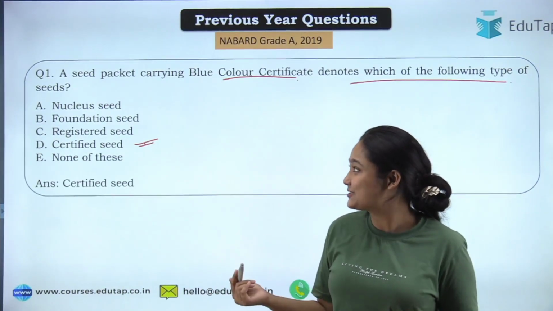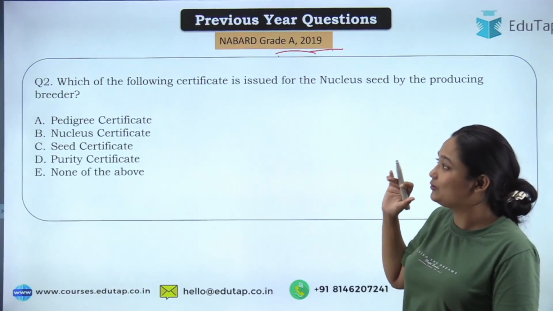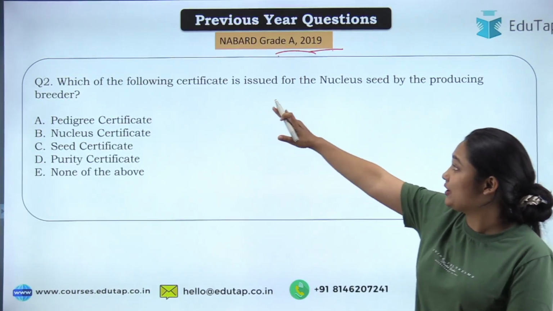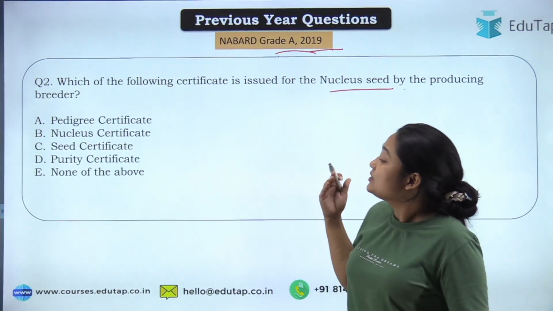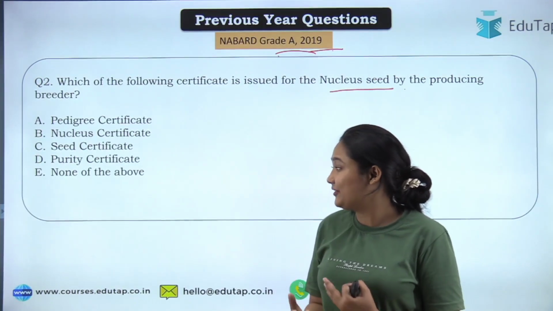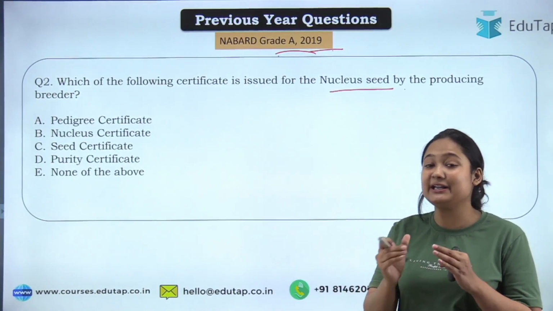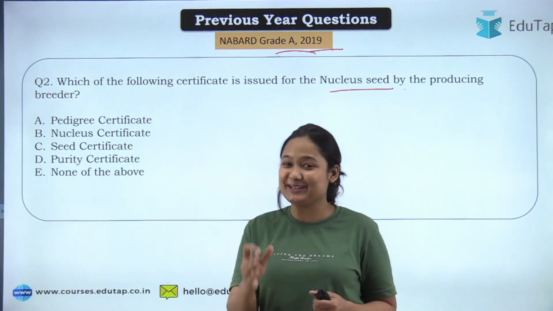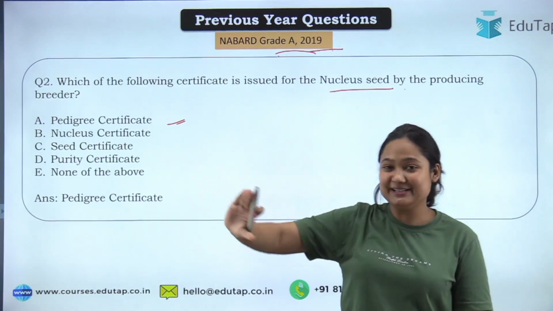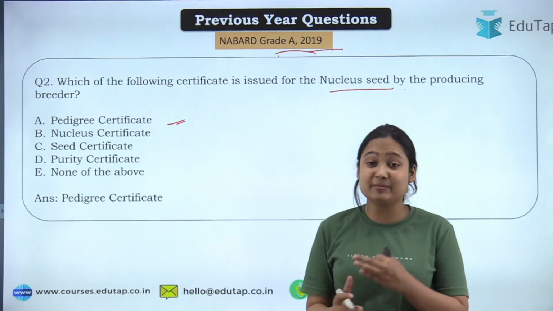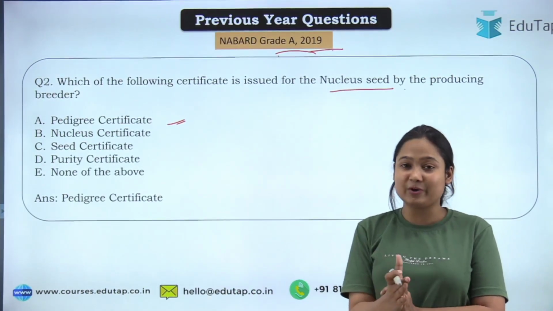Okay. Now moving to the next question that appeared in 2019 in the NABARD Grade A examination from this topic. The question was, which of the following certificates is issued for nucleus seed by producing breeders? Your options are pedigree certificate, nucleus certificate, seed certificate, purity certificate. So we all know no color is given but a certificate is given, and of course the certificate, as we have discussed, is the pedigree certificate. Okay, so that's quite easy now. You can easily apply for that. Again, this topic becomes very important for your NABARD examination. When we talk about seed and sowing, this is the most important topic.